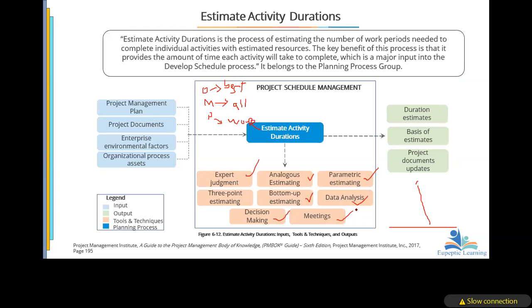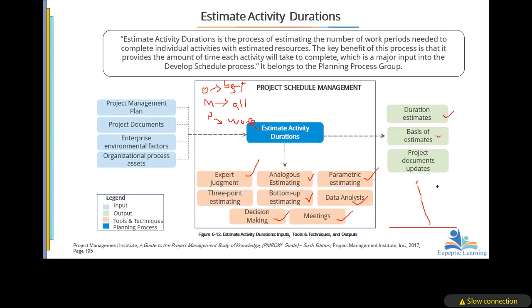Now, what are the outcomes? Or the output, let me put it that way, the output. The output here is the duration estimate, okay? Or sometimes they call it activity duration estimate, okay?